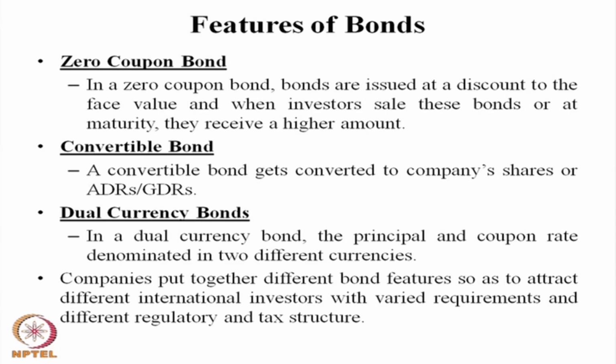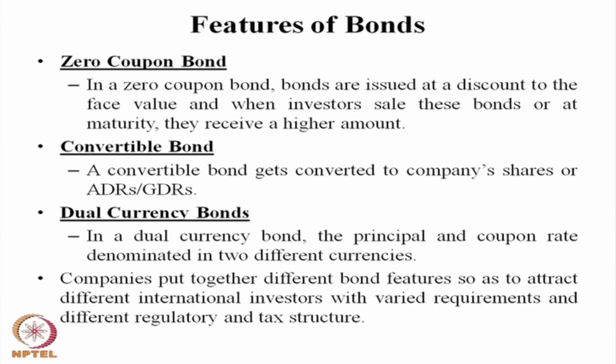Suppose a bond with a $1000 face value and a 10% coupon payment for 5 years will be sold as what is called a $900 bond, because it is discounted to face value, and the principal payment will be $1000. So, in a zero coupon bond, bonds are issued at a discount to the face value, and when the investors sell this bond or at maturity, they receive a higher amount. So zero coupon bonds are discounted to face value, and there is no coupon payment in between until the maturity of the bond.